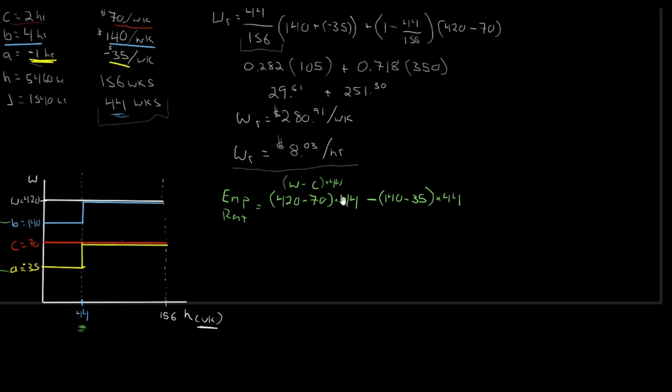Otherwise, we'd have to work out this times 156 minus this for 44, and then the exact same thing over the other, which is 156 minus 44, so 112. So you can just kind of cheat, not really, but simplify your work a little bit.